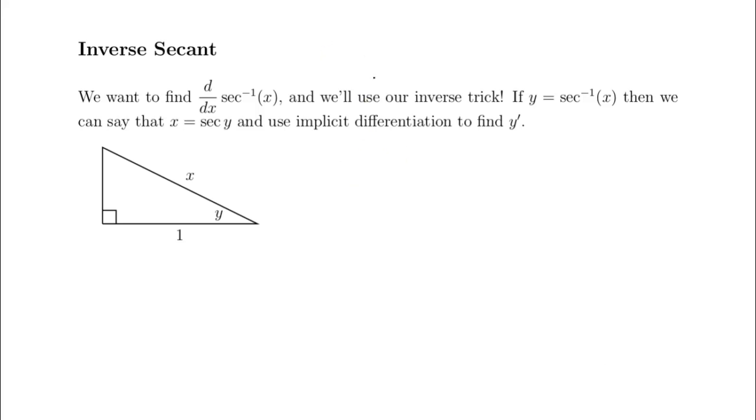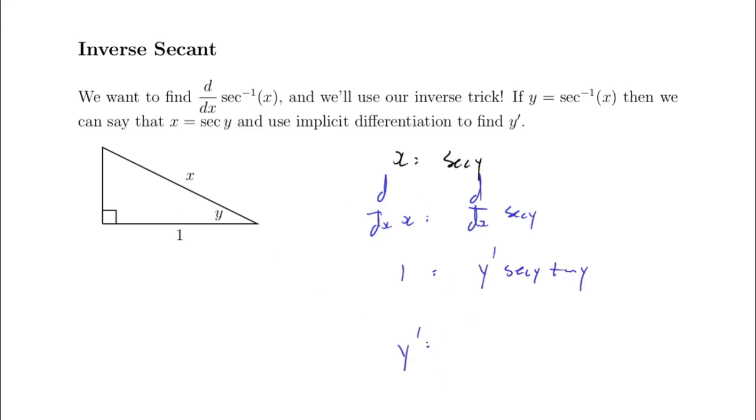So let's write this thing out. If x is equal to secant y, then that means the derivative, again, is equal to the derivative of secant y. No difference here. The derivative of secant is going to be secant tangent, and then chain rule, so tack on a y prime. So again, no surprise. Oops, not tangent x, tangent y.